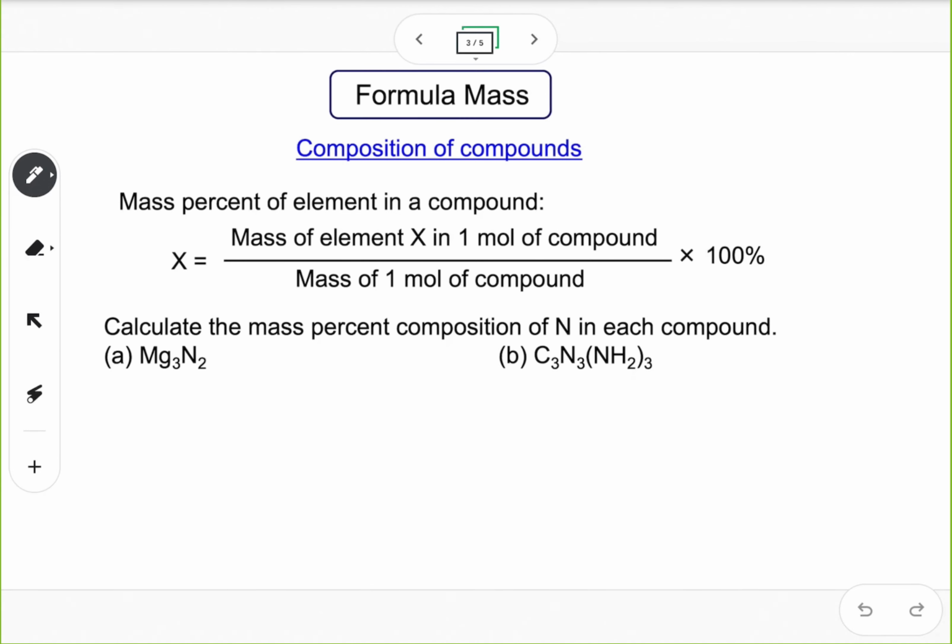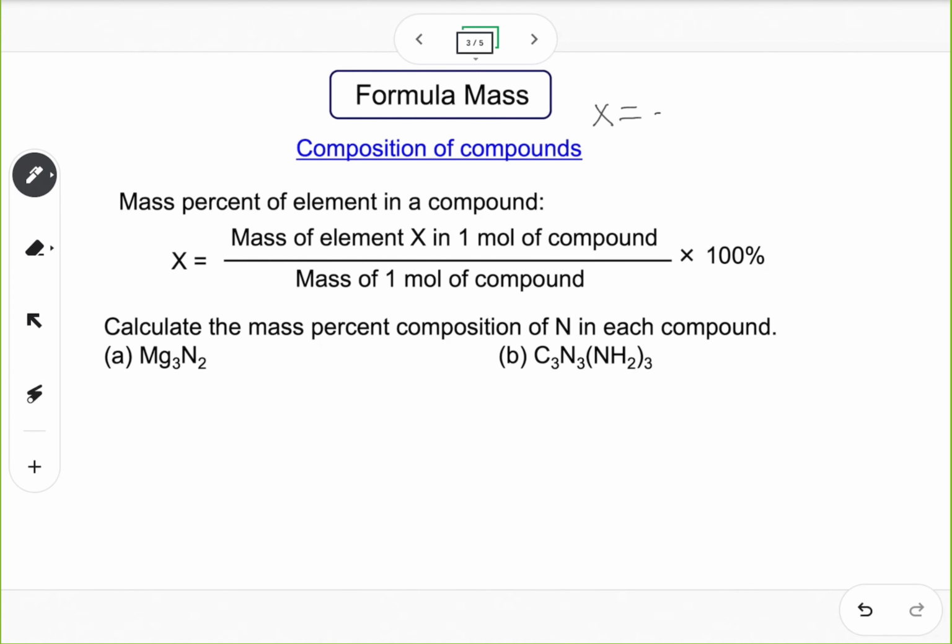Here, mass percent can be represented by capital X, and that equals the mass of the element X, where X could be any element in the formula, in 1 mole of a compound, divided by the mass of 1 mole of compound, times 100%. When you look at this mass percent equation, it's a little bit confusing, so let me write another form of this equation. I do believe this one is going to be easier.